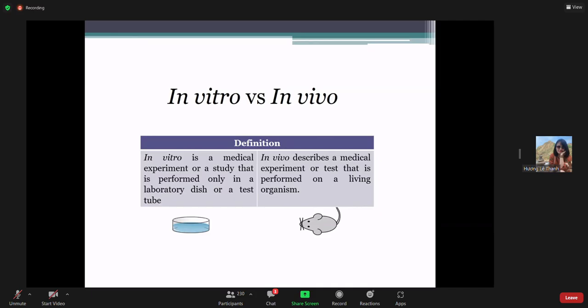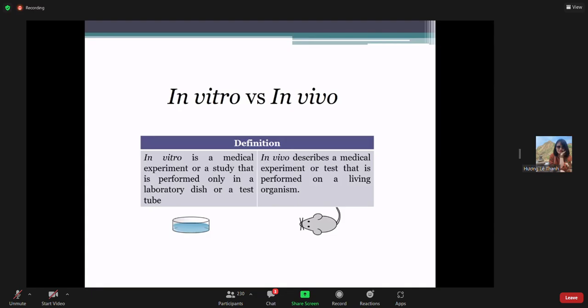In contrast, in vivo describes a medical experiment or test that is performed on a living organism. Sometimes we perform it on mice, rodents, monkeys, or dogs. And in some cases we have experiments in humans, but very rarely, only in safe experiments. So we have in vitro, in the dish or the test strip, and in vivo, in living organisms.